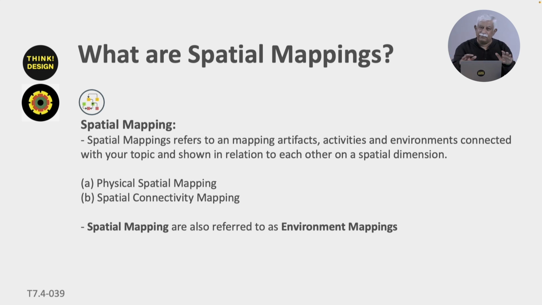There are two kinds, with a very subtle difference between the two. One is physical spatial mapping, that means that you map it on a physical dimension. The second one is spatial connectivity mapping. Those that you mapped, you can actually link through connections, so it becomes spatial connectivity mapping. The spatial mappings are also referred to as environment mappings.